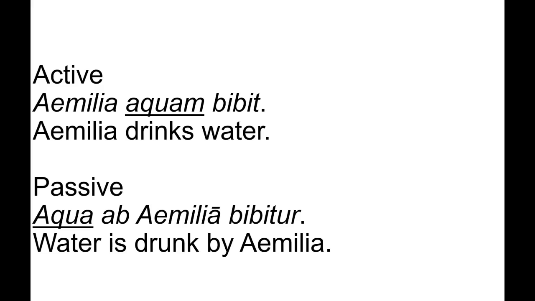Then we switch the verb form to make it passive and to agree in person and number with the nominative subject. Here aqua is the subject, so bibitur is third singular. And then in order to express the agent, if it's a human being, we use a or ab with the ablative, and if the agent is something that's not a human being or a god, we use the ablative of means or instrument without any preposition at all.